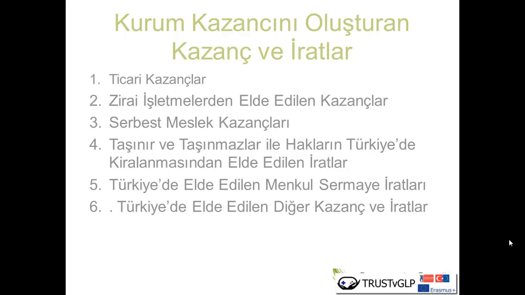Now let's focus on the profits and activities that make up the corporate earnings. The first one is commercial profit. Second one is the profit derived from agricultural businesses. Self-employment earnings. Movable and immovable property and rights to the revenues obtained in Turkey.